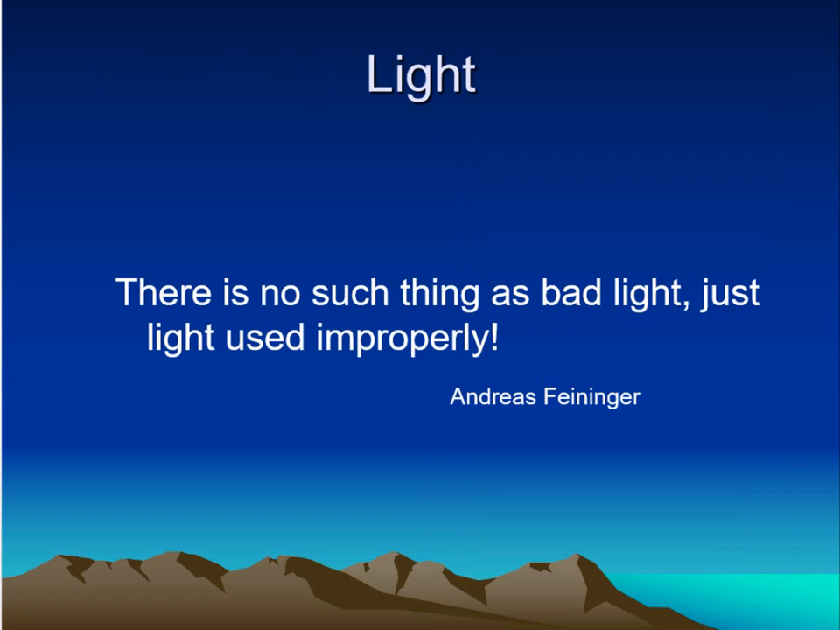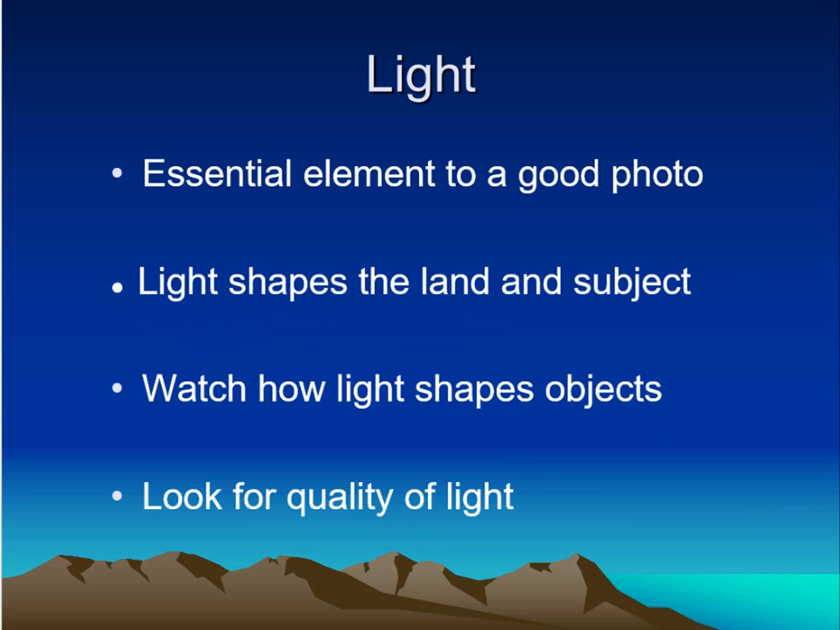Okay, let's move on to light. Andreas Feininger was a photographer in the very early days of photography and wrote a lot of books on photography. But his favorite quote for me is, there's no such thing as bad light, just light that's not used properly. Or I'm paraphrasing him, just light that's used improperly. And so this, again, is really what it's all about. Light is essential to good photography. Light shapes the land and your subject. So to get really good at mastering light, you need to watch your subjects and see how the light is affecting them. Just because you found a great subject doesn't mean it's going to be a great photo if the light is bad.